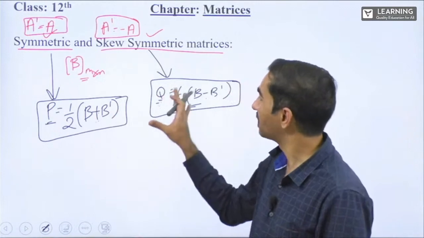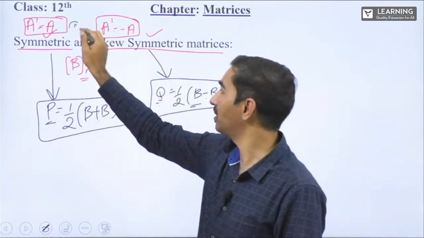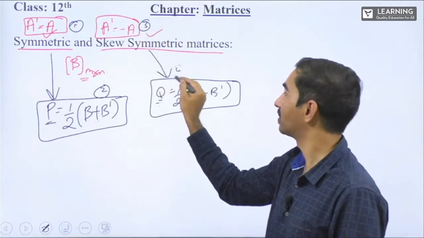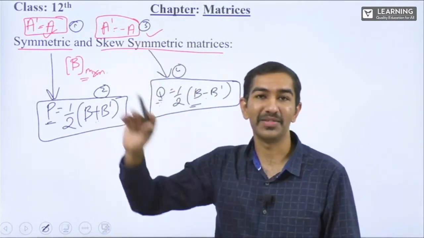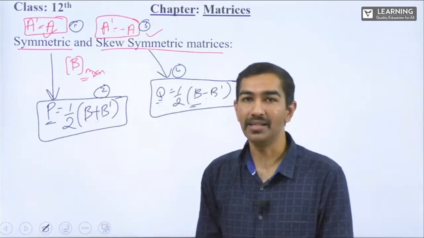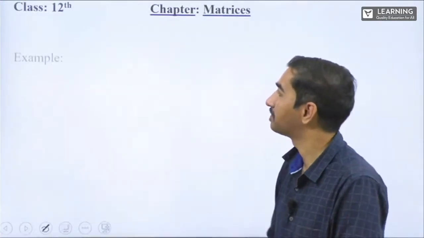So students, what is to be remembered? What is very important here? Point 1, point 2, point 3, point 4. These are four important points related to symmetric and skew symmetric matrix. So we'll take one example. We'll see. The next slide.